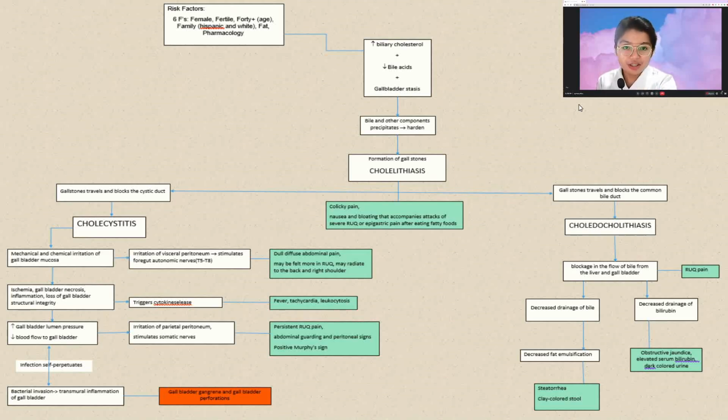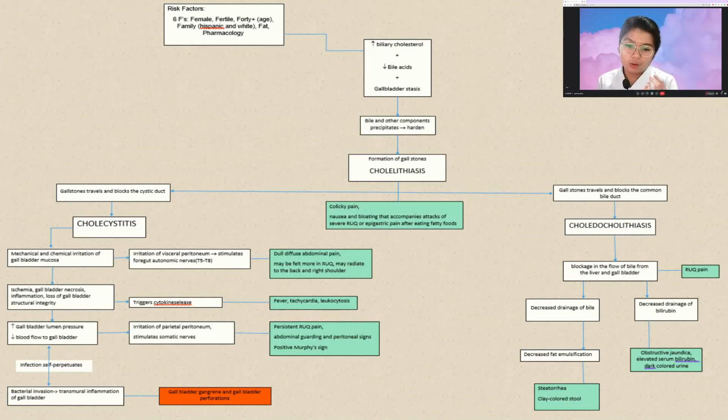Another symptom that can be observed is nausea and bloating that accompanies attacks of severe right upper quadrant or epigastric pain after eating fatty foods. So why specifically after eating fatty foods? Know that when we take in food that is high in fat, it stimulates the gallbladder to release bile to the small intestine to emulsify the fat for easier absorption.